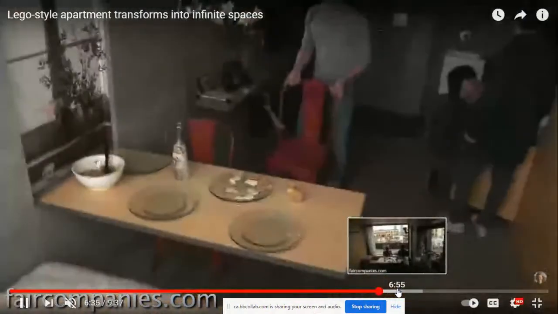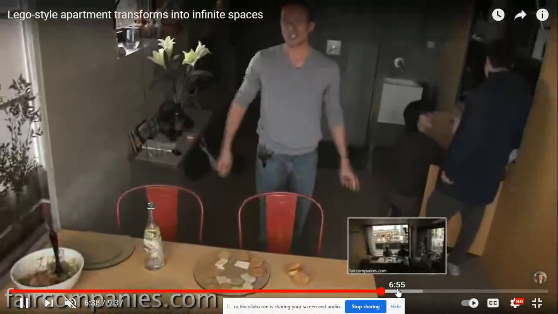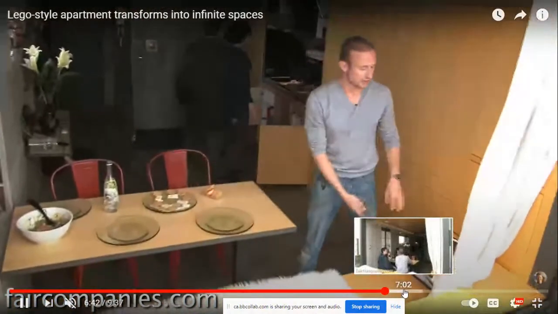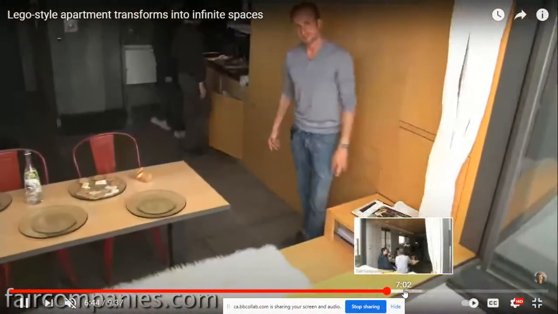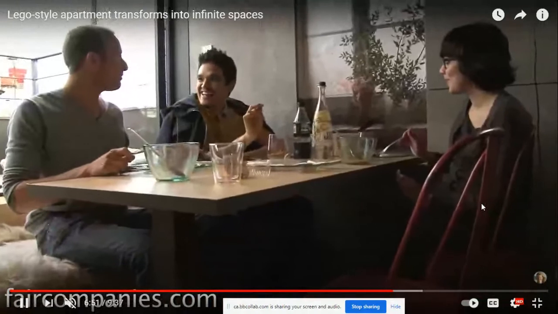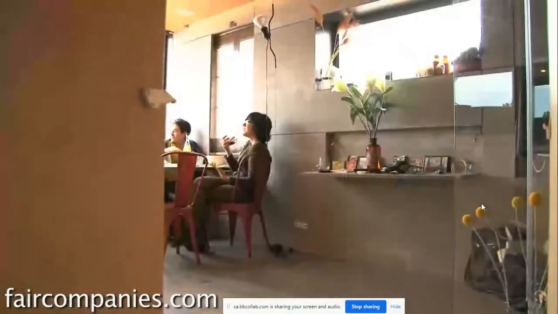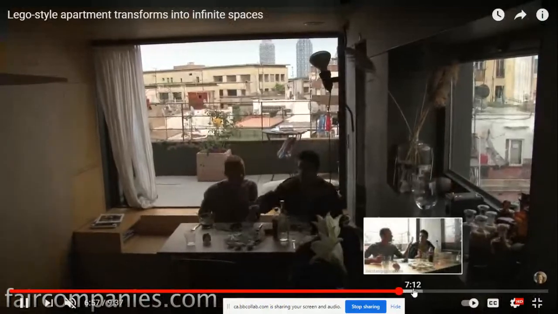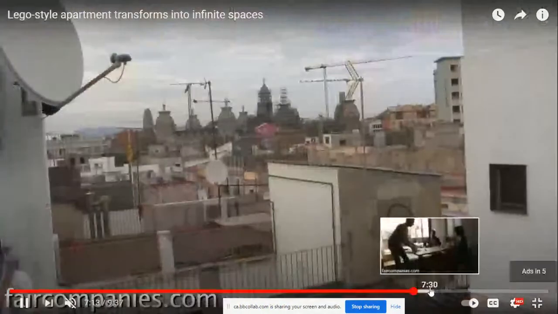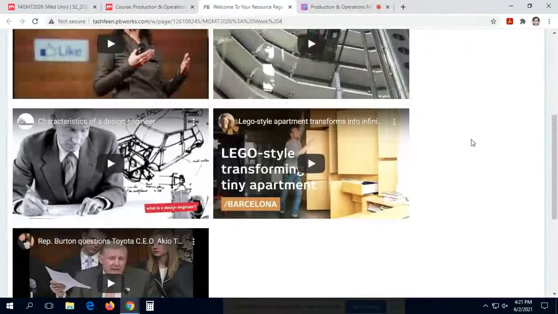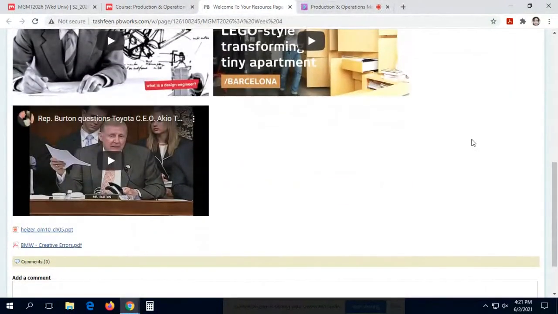Very interesting. On a small space, design is a big thing. You can make a big place look small depending on how you lay it out, and see, four people are sitting and dining in this small space, which has essentially all the basics. Yeah. So you can watch this in your own time.